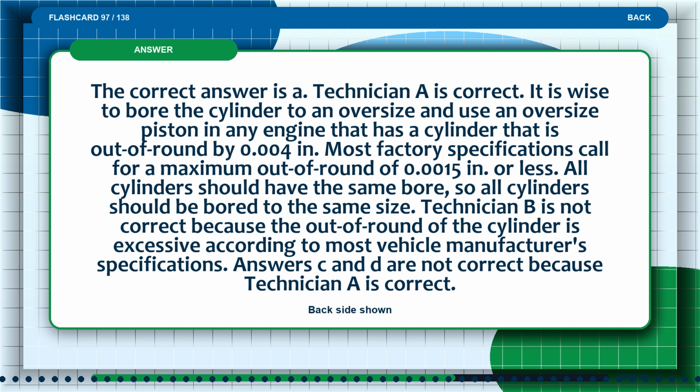Most factory specifications call for a maximum out of round of 0.0015 inches or less. All cylinders should have the same bore, so all cylinders should be bored to the same size. Technician B is not correct because the out of round of the cylinder is excessive according to most vehicle manufacturers' specifications. Answers C and D are not correct because technician A is correct.